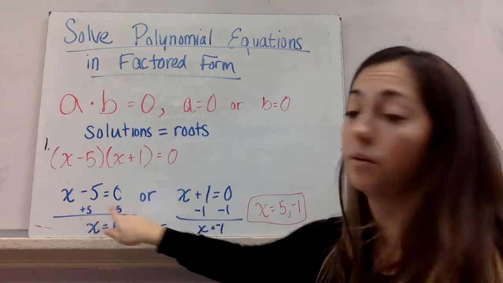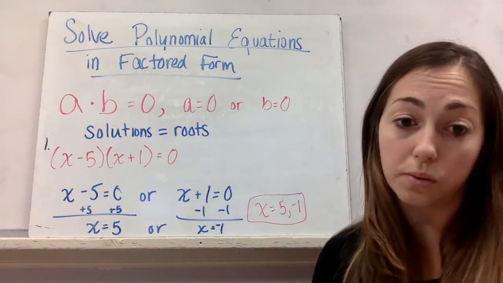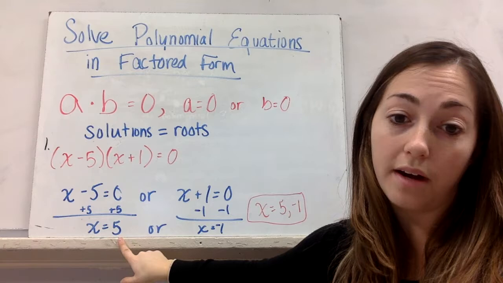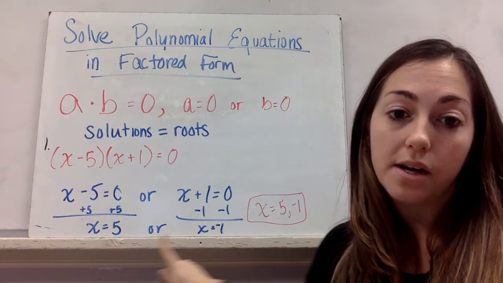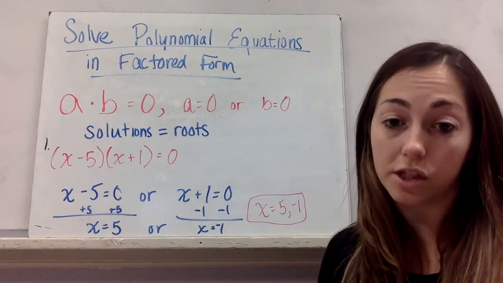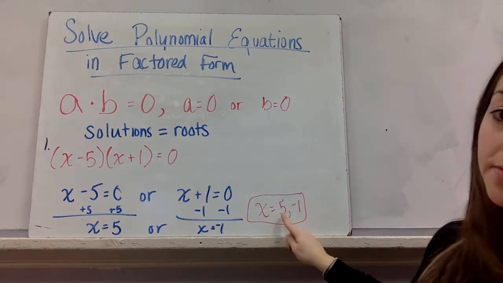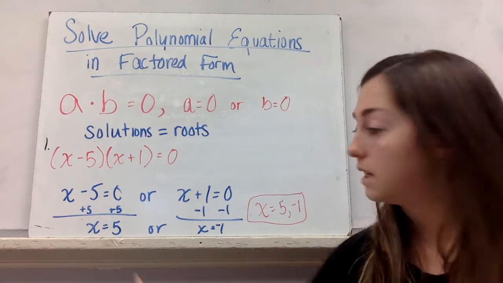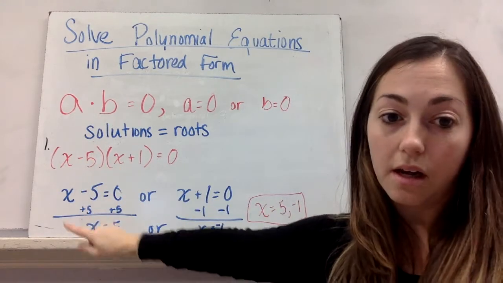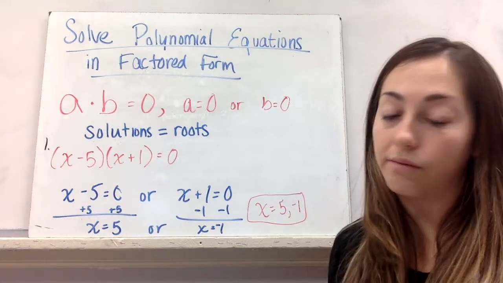And then right from there, you add 5 to each side, so you get x equals 5. You subtract 1 from each side, you get x equals negative 1. So your solutions for this equation, this polynomial, is x equals 5 or negative 1. So those are pretty self-explanatory. All you have to do is that. You don't have to multiply, nothing, right? You're just separating it into two different equations.